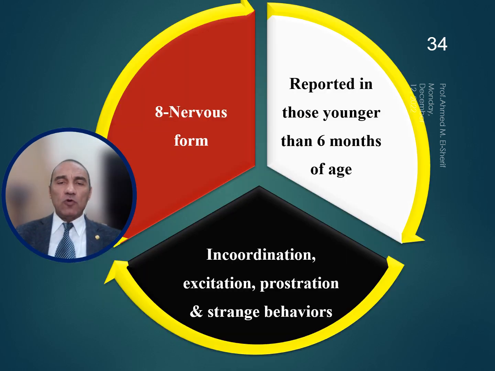The nervous form is associated with IBR infection, characterized by occurrence of this form in younger animals, less than 6 months of age. These will suffer from incoordination, excitation, prostration, and strange behaviors. This form usually ends in death.